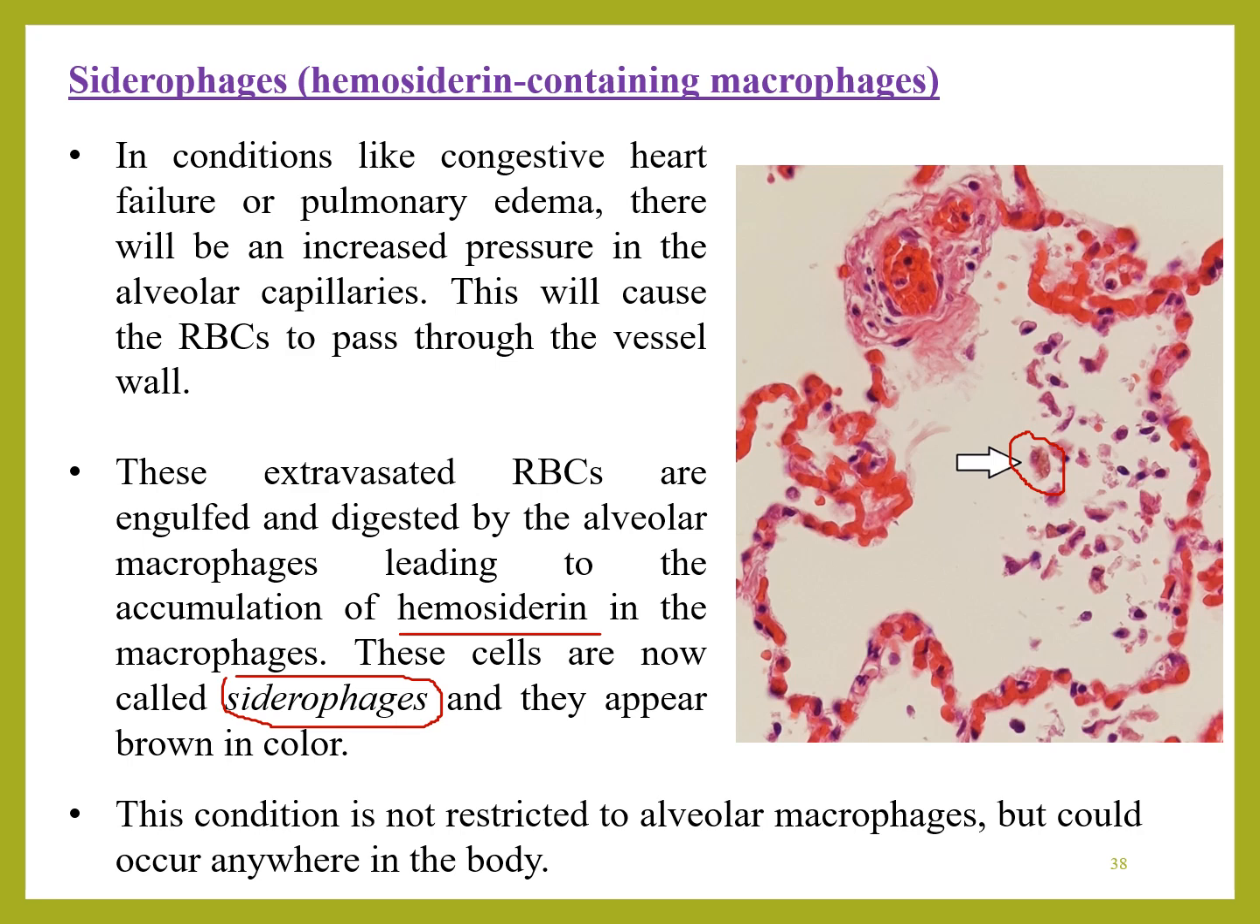As I have said, this could be normal, for example in the spleen, in the liver, or even in the lung. However, in certain conditions, like congestive heart failure or pulmonary edema, there will be an increased pressure in the alveolar capillaries. The pressure inside the capillaries in the interalveolar septum will be great, and this will push the RBCs outside the blood vessels. These extravasated RBCs are taken up by the macrophages and digested. Therefore, in these two pathological conditions, we have an increase in siderophages inside the lung.